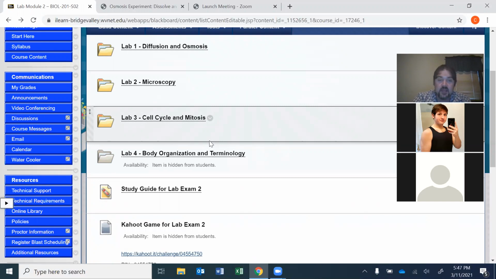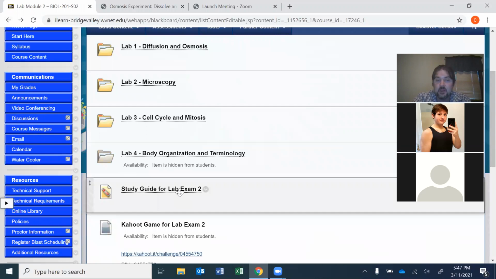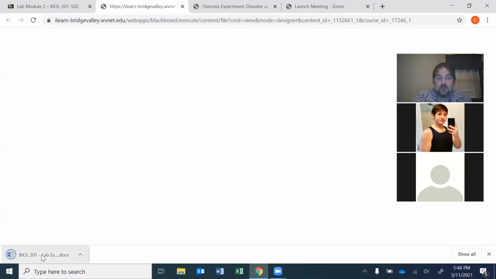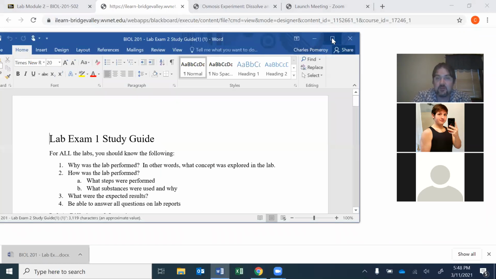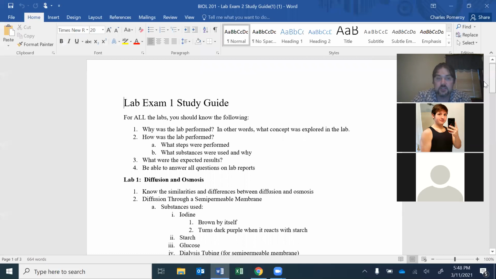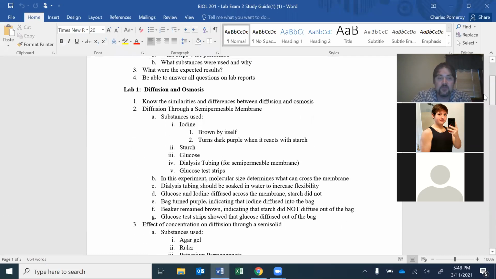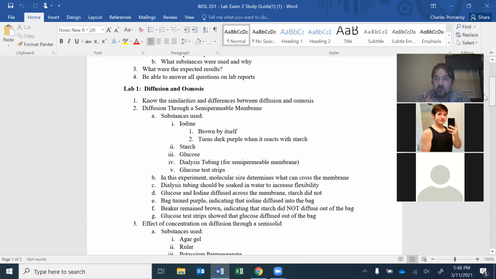You also have your study guide for the lab exam already up, so you can pull that up, and it helps you go through each lab and figure out what exactly you need to know for each lab. Once you do your diffusion and osmosis lab, you can print this off and have it with you as you do those virtual labs, and make little notes as you go through.